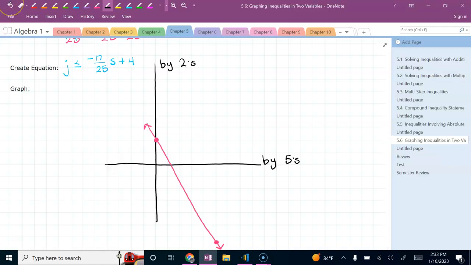So if I think about testing a point like 0, 0, if I put that in, I'd have 0 is less than or equal to 4, which is true. That means that really the solutions I'm looking at are going to be in this little triangle that I made down here. So I'm just going to shade that in. This is where my solutions are going to be, because anything in there is going to be a valid number of shirts and a valid number of pants, and it's going to be $100 or less that I spent on it.